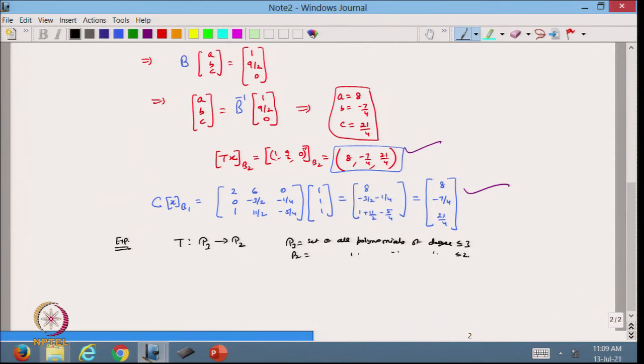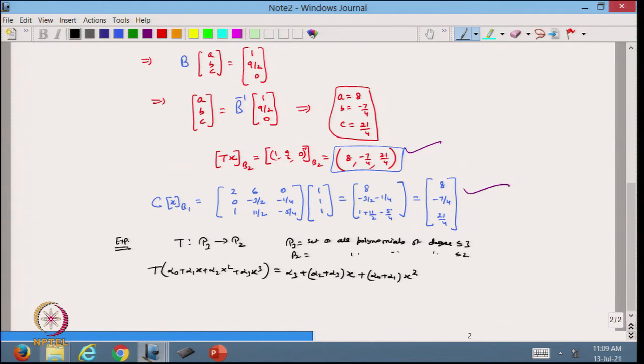Now, from here I define the linear transformation T from alpha 0 plus alpha 1 x plus alpha 2 x square plus alpha 3 x cube, and that is equal to, we are defining as alpha 3 plus alpha 2 plus alpha 3 x plus alpha 0 plus alpha 1 x square. So, this is the image we are defining, T from P3 to P2.